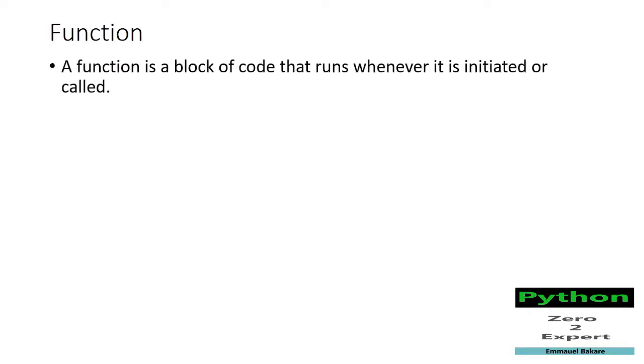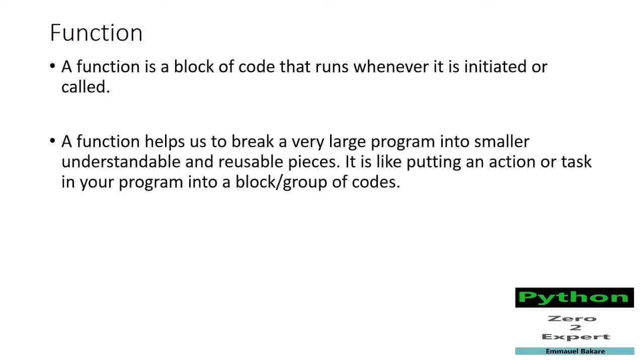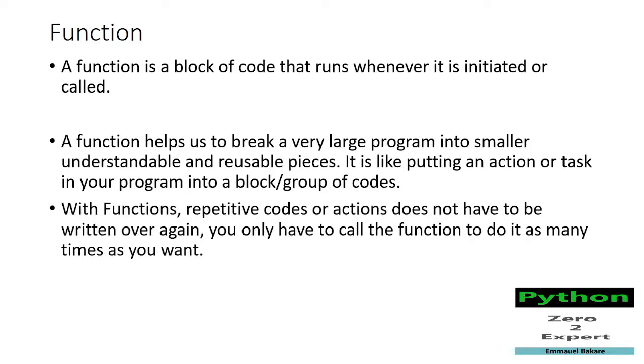What's a function? A function is a block of code that runs whenever it is initiated or called. A function helps us to break a very large program into small, understandable, and reusable pieces. It is like putting an action or task in your program into a block or a group of codes. With functions, repetitive code or action does not have to be written over again. You only have to call the function to do it as many times as you want.